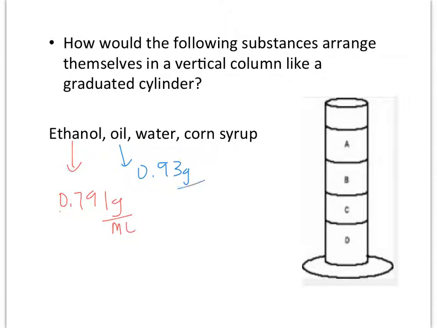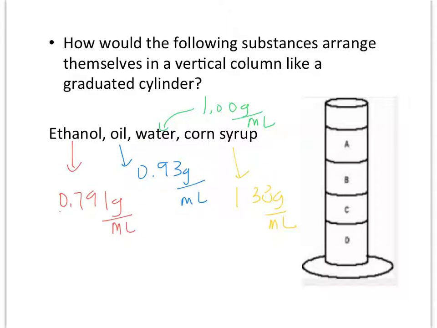The density of oil is around 0.93 grams per milliliter. The density of water is 1.00 grams per milliliter. And the density of corn syrup is 1.38 grams per milliliter. So the higher the density, the lower on the vertical column, and the lower the density, the higher on the vertical column. So let's go ahead and arrange these.